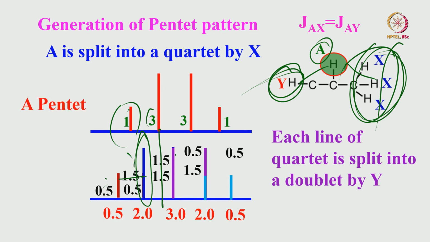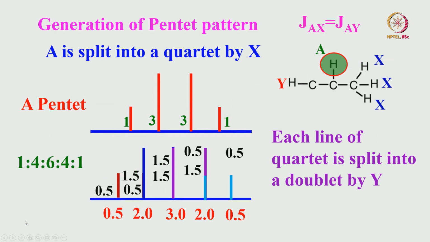Now, it is a pentet, intensity 1:4:6:4:1. It is called a pentet because you have a 5-line pattern. See, you have a 5-line pattern here, and that is why this is called a pentet of intensity 1:4:6:4:1. Please remember, when one proton is coupled to CH3 and another CH2 single proton, if the coupling constants are identical, you will get a pentet.